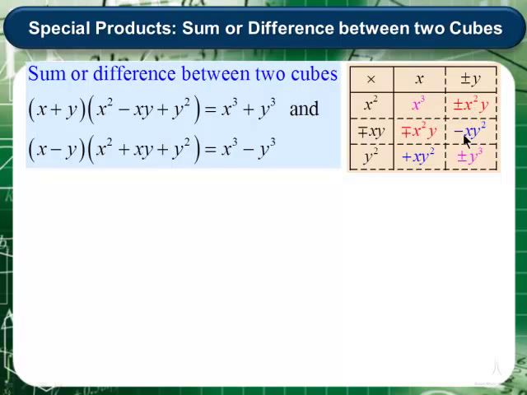So if we add them together, similar terms should be added together. To simplify, we see that we have cancellation, and therefore we're only left with the two terms as indicated, which gives us the sum or the difference between the two cubes.